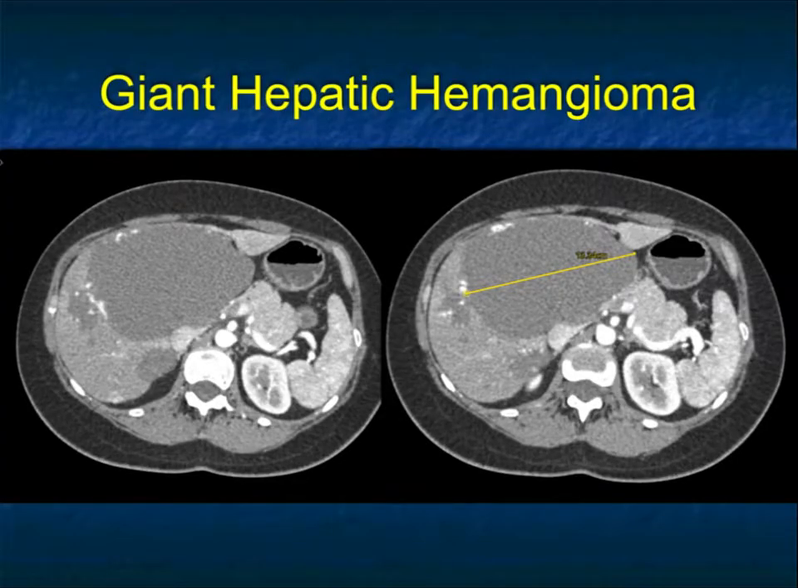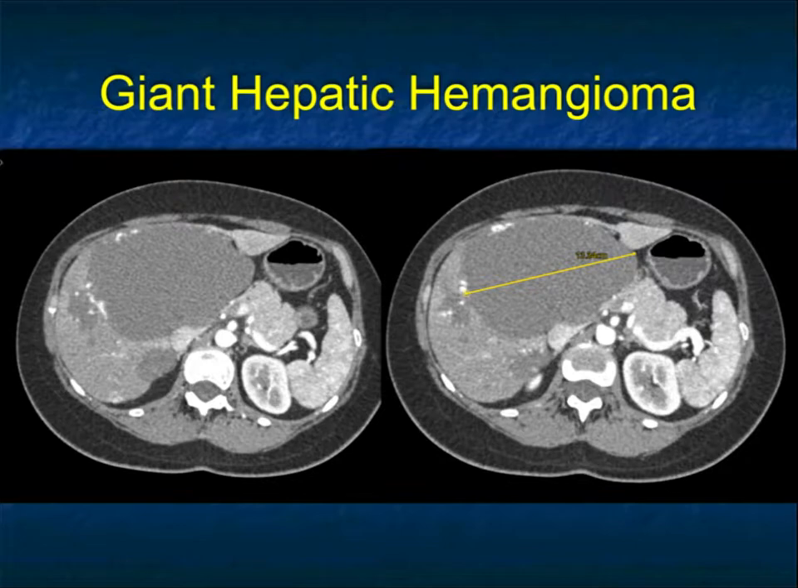Hemangiomas, as I mentioned, can be very large. Here's a large one in the left lobe of the liver. What you also see in this case are multiple hemangiomas. One of the things to remember is that hemangiomas can be multiple, so it's not going to be all that surprising to see multiple lesions of variable sizes.